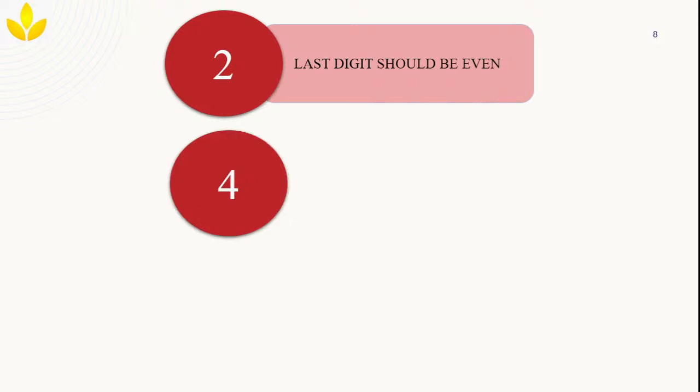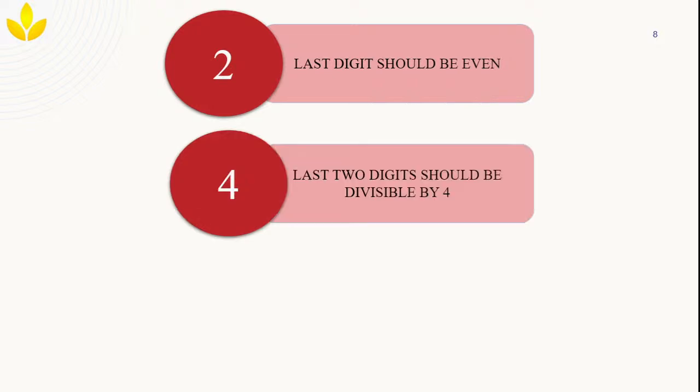Next is the divisibility rule for 4. Here, the last 2 digits should be divisible by 4. If the last 2 digits are divisible by 4, then the whole number is divisible by 4. For example, any number you take, 1, 2, 6, 4, 5, 6, 4. This is this long.